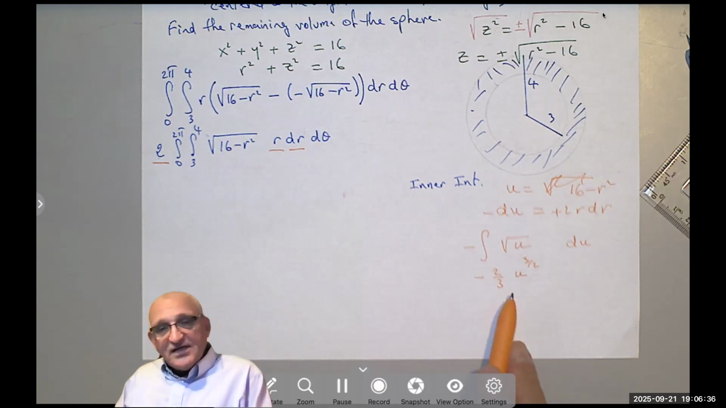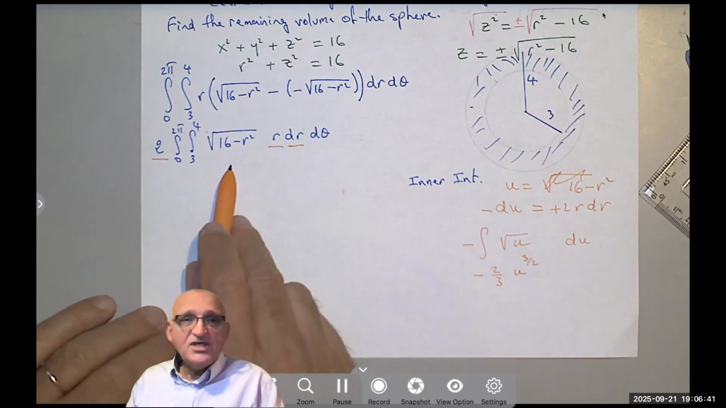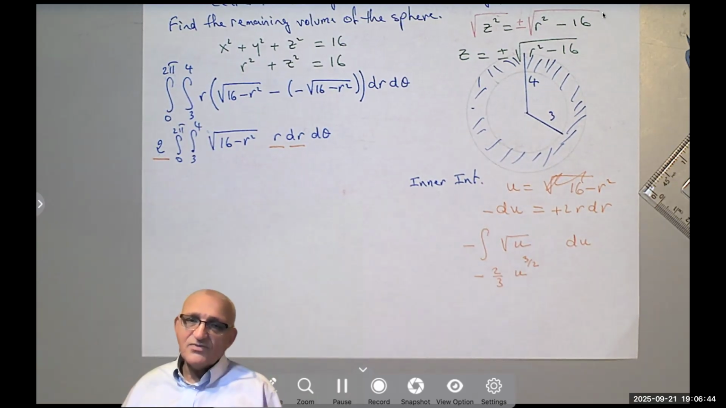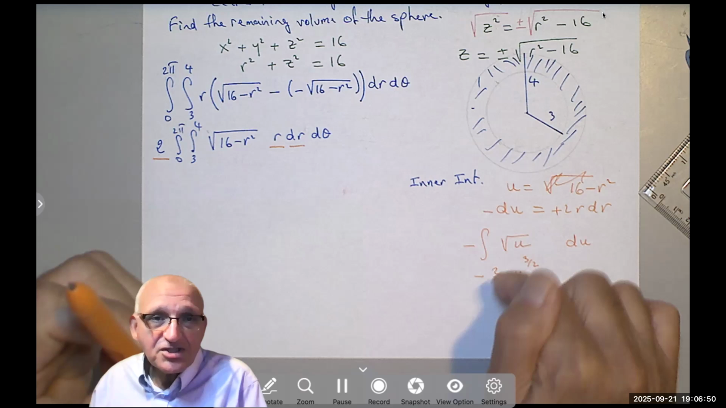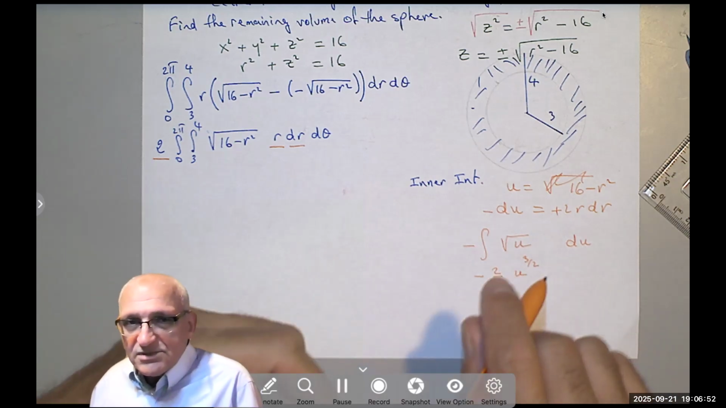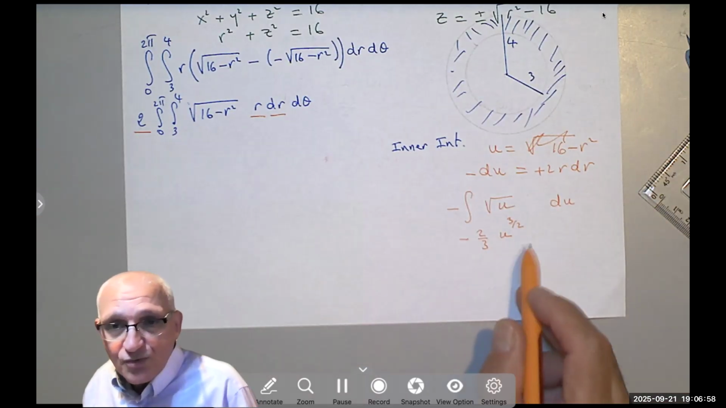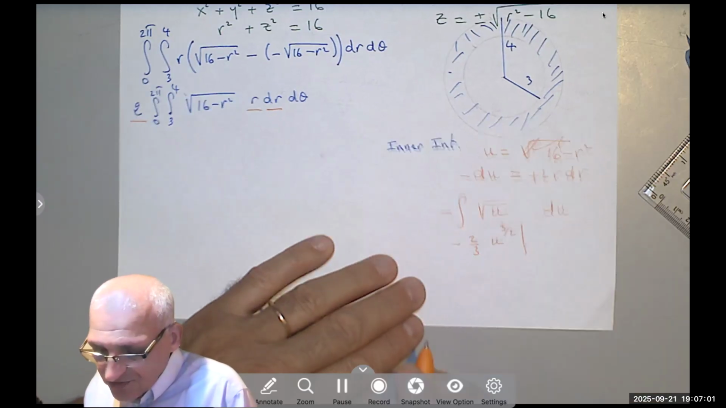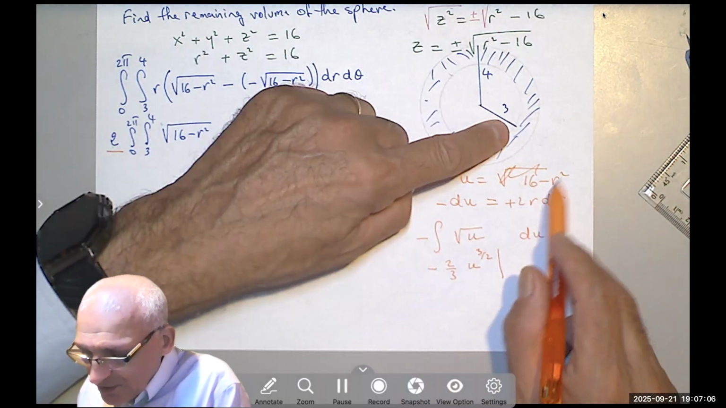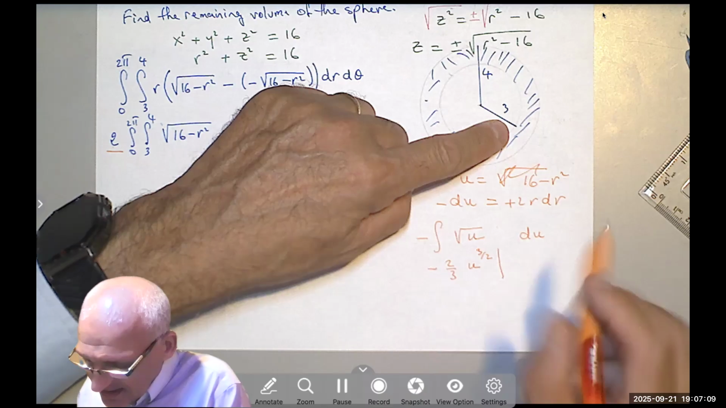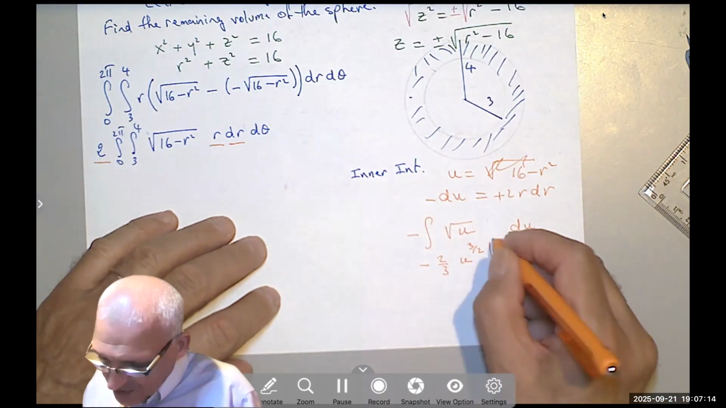So I get negative 2/3 u to the 3/2. Again, I can find the limits of integration with respect to u, or I can go back and substitute here with 3 and 4. It's the same thing. But if you stay with u, you have to change the limits of integration. Should I show it both ways? Okay, if I stay with u, I have to change the limits. When r is 3, r squared would be 9, and 16 minus 9 is 7. So this goes from 7. And if r is 4, you get 16 minus 16, which is 0.